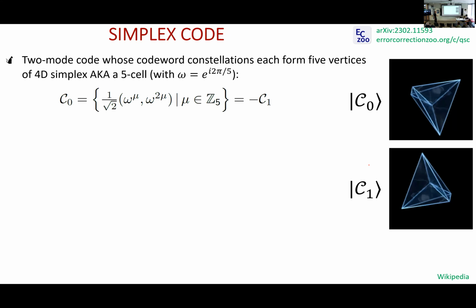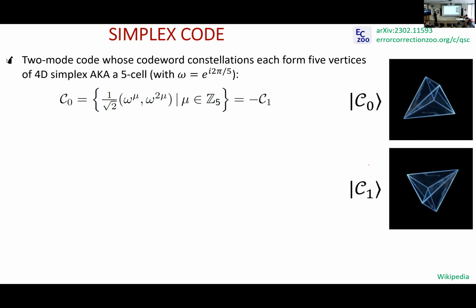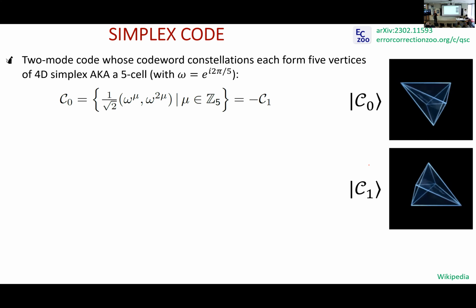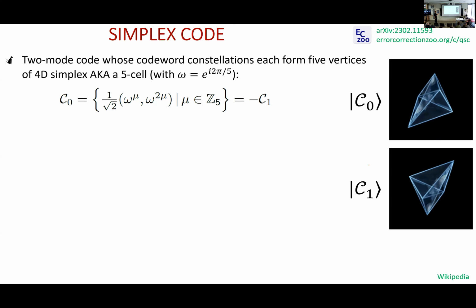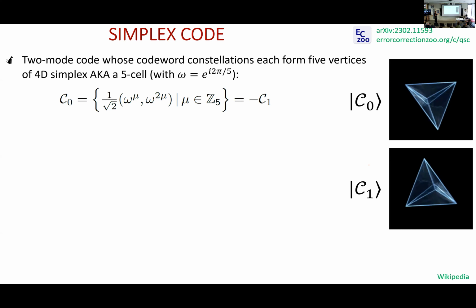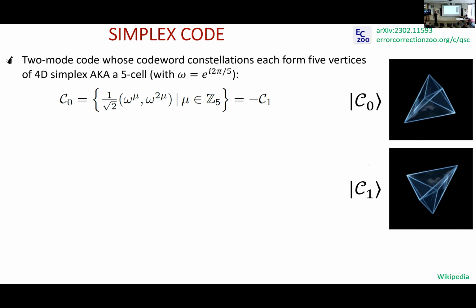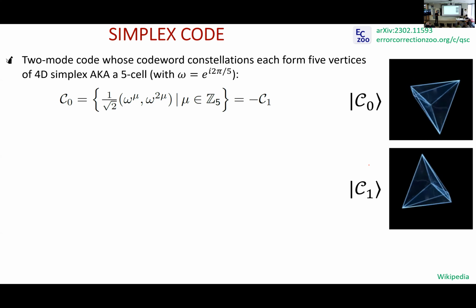So how do we extend this to multiple dimensions? Here's a simple example of a 2-mode code. Now we have 2-mode coherent states, each one a complex number. The constellation here for fixed radius is parameterized by these 2-dimensional complex vectors, with omega being a 5th root of unity. And these form your generalizations of the equilateral triangle that I mentioned, called the simplex.